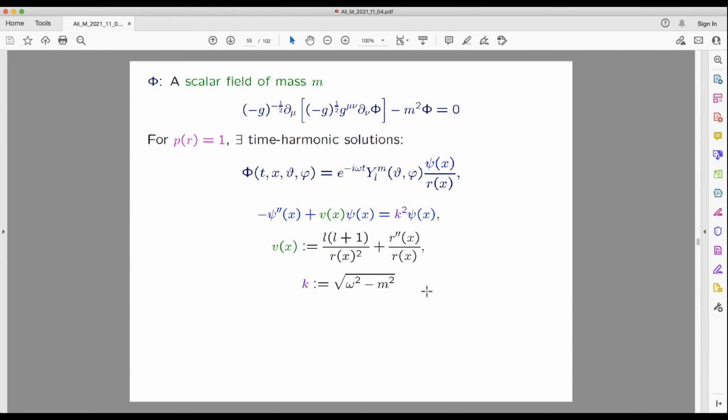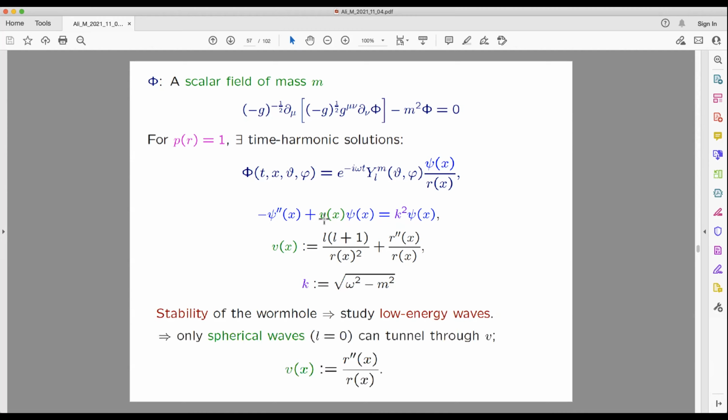So we consider the space-time as a background space-time. We confine our attention to low energy waves, so it doesn't disturb the space-time. Once you go to low energy waves, you see that the first term in the potential behaves like a very high barrier if L is not 0. So the transmission is dominated by spherical waves. The ones which have angular momentum can't travel through this barrier. So we neglect the first term, and the potential becomes this, R double prime over R.